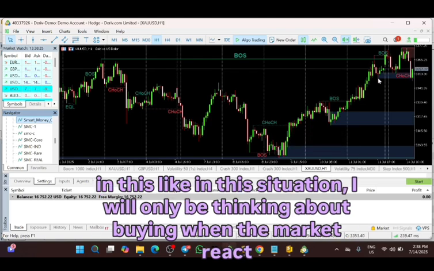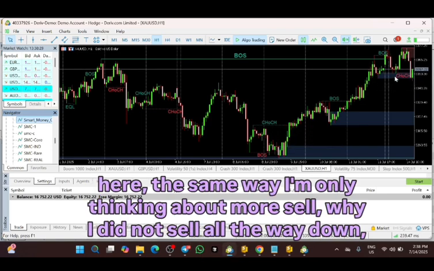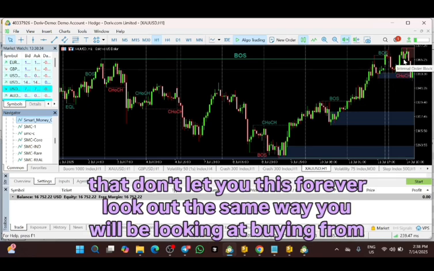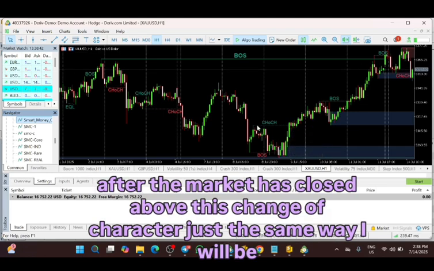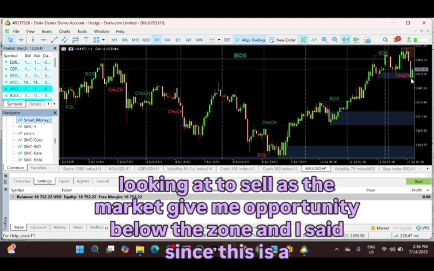But like I said, in this situation, I will only be thinking about buying when the market reacts here. The same way I'm only thinking about more sell. Why did I not sell all the way down? I sold only to this fair value gap. The same way you will be looking at buying after the market has closed above this change of character. Just the same way I will be looking to sell as the market gives me opportunity below the zone.